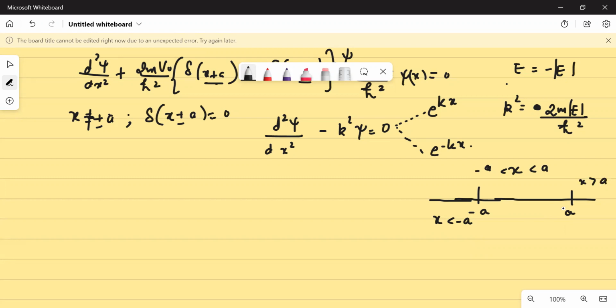You can clearly see that for all x greater than a, e to the power kx cannot be there. The only function that can remain is e to the power minus kx, because e to the power kx would blow up to infinity as x tends to infinity. Similarly, for x less than minus a we can only have e to the power kx, and in the middle region we can have both e to the power kx plus e to the power minus kx, or e to the power kx minus e to the power minus kx. Both of these wave functions are possible.